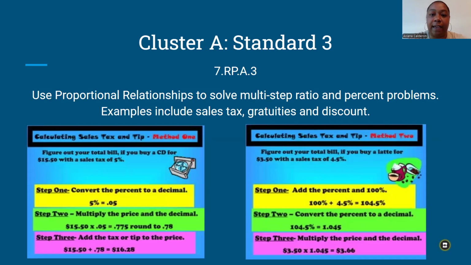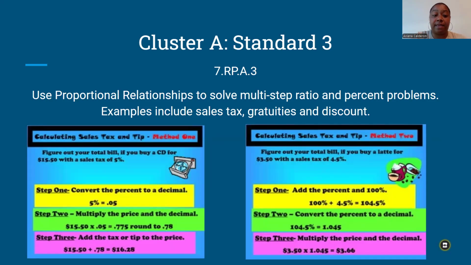Now we have cluster A, which is standard 3, and that's 7.RP.A.3. Use proportional relationships to solve multi-step ratio and percent problems. Examples include sales tax, gratuities, and discount. I have included on this slide 2 ways that students can solve calculating sales tax and tips. We have method 1 and we have method 2.